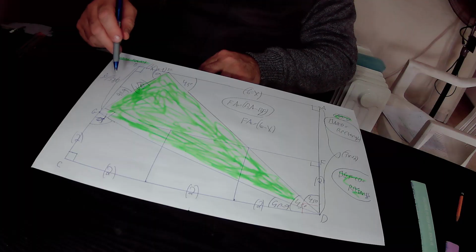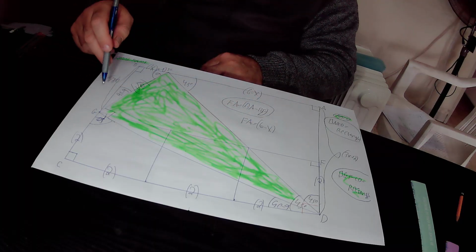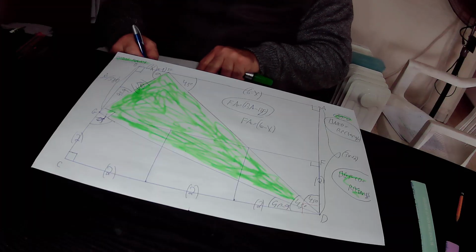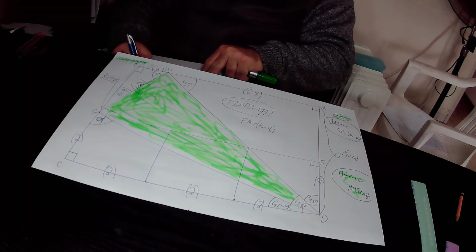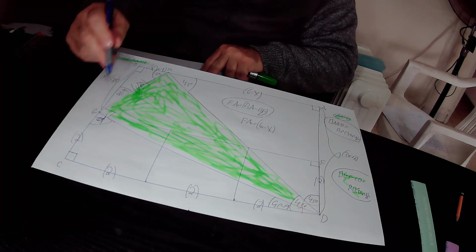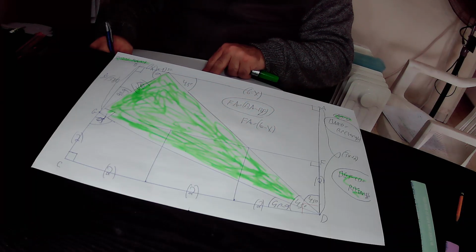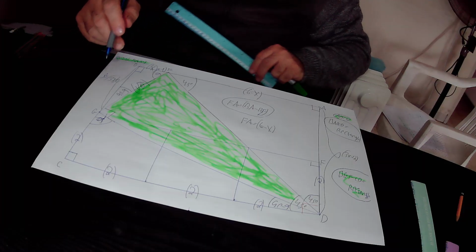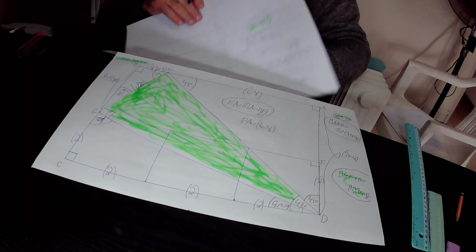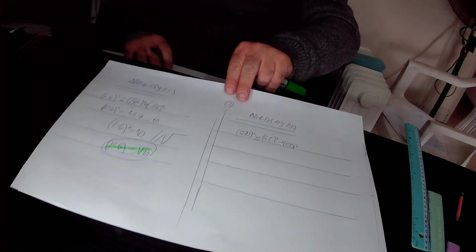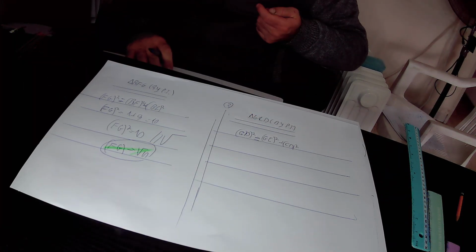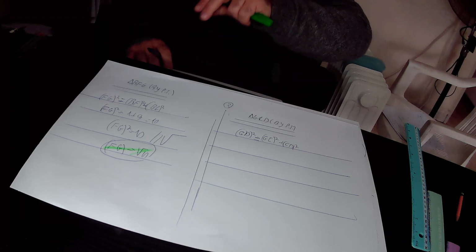So in this right triangle GCD, GD squared, that is the square of the hypotenuse, equals GC squared plus CD squared. And again, in this right triangle GCD, according to the Pythagoras theorem, GD squared, that is the square of the hypotenuse, equals GC squared plus CD squared.